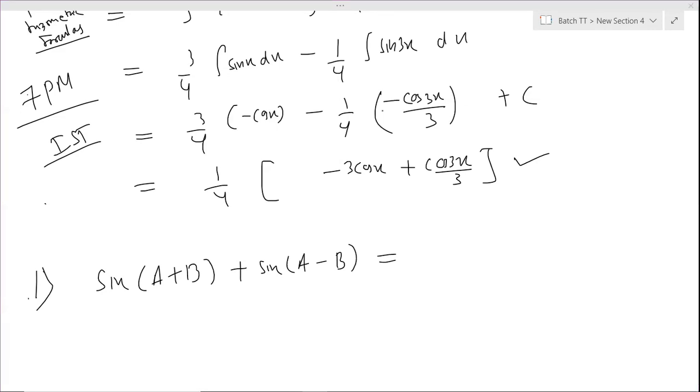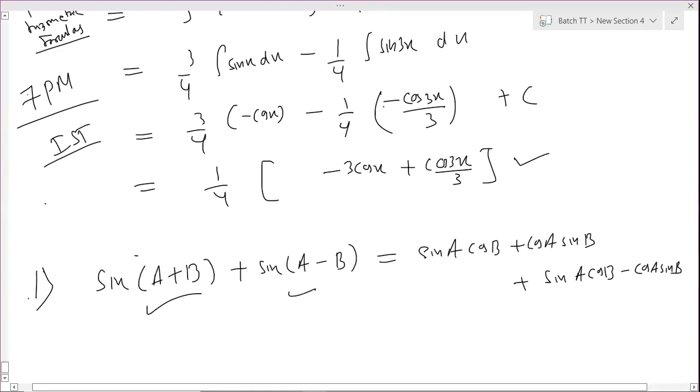See, if you just open the formula for sine A plus B plus sine A minus B, this is sine A cos B plus cos A sine B plus sine A cos B minus cos A sine B. I hope you remember this formula. So now this thing is cancelled. What we have is 2 sine A cos B.